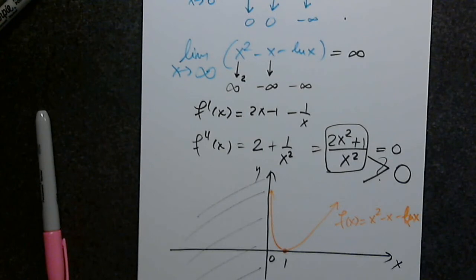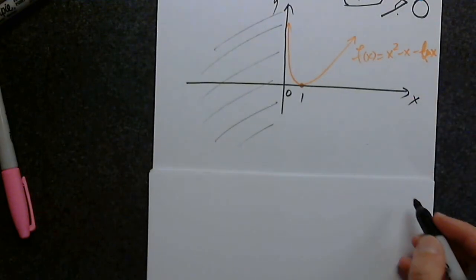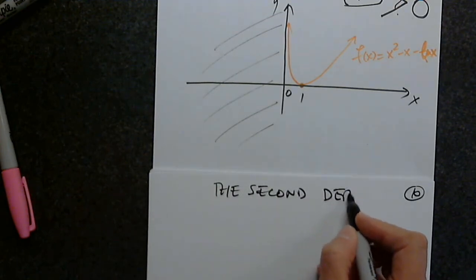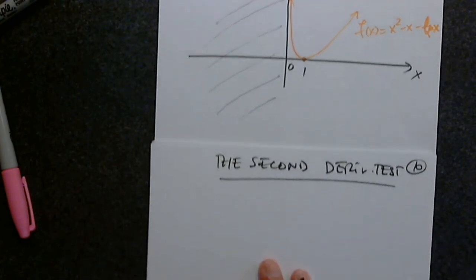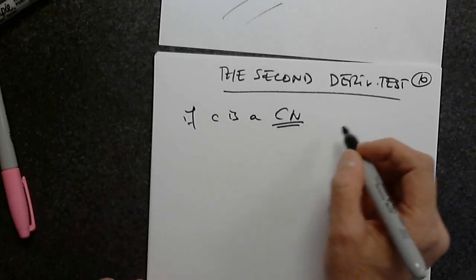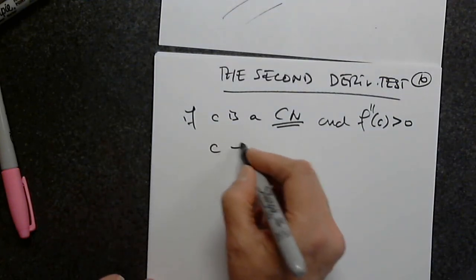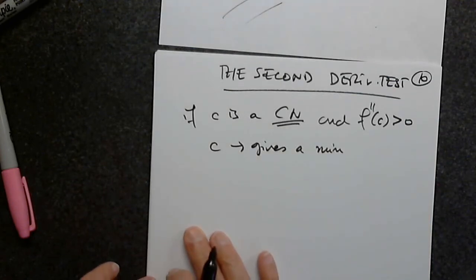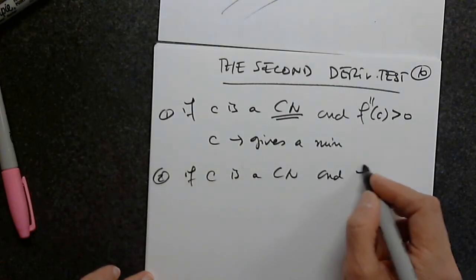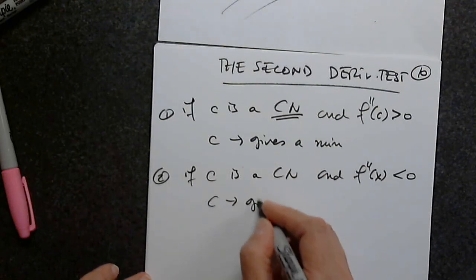So that's how we put together the first derivative with the second derivative, and the limits, of course, and then we are ready to graph the function. So the second derivative test. The second derivative test says this: if C is a critical number and f double prime of C is positive, C gives a minimum. Number 2, if C is a critical number and f double prime is less than 0, C gives a max.